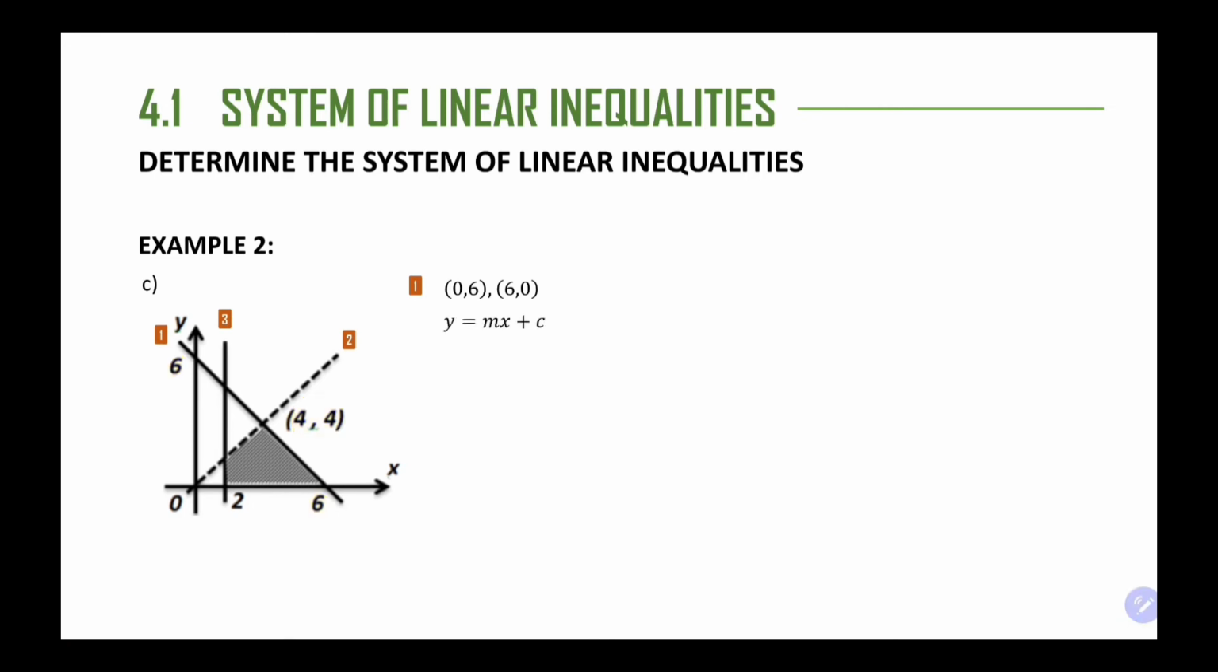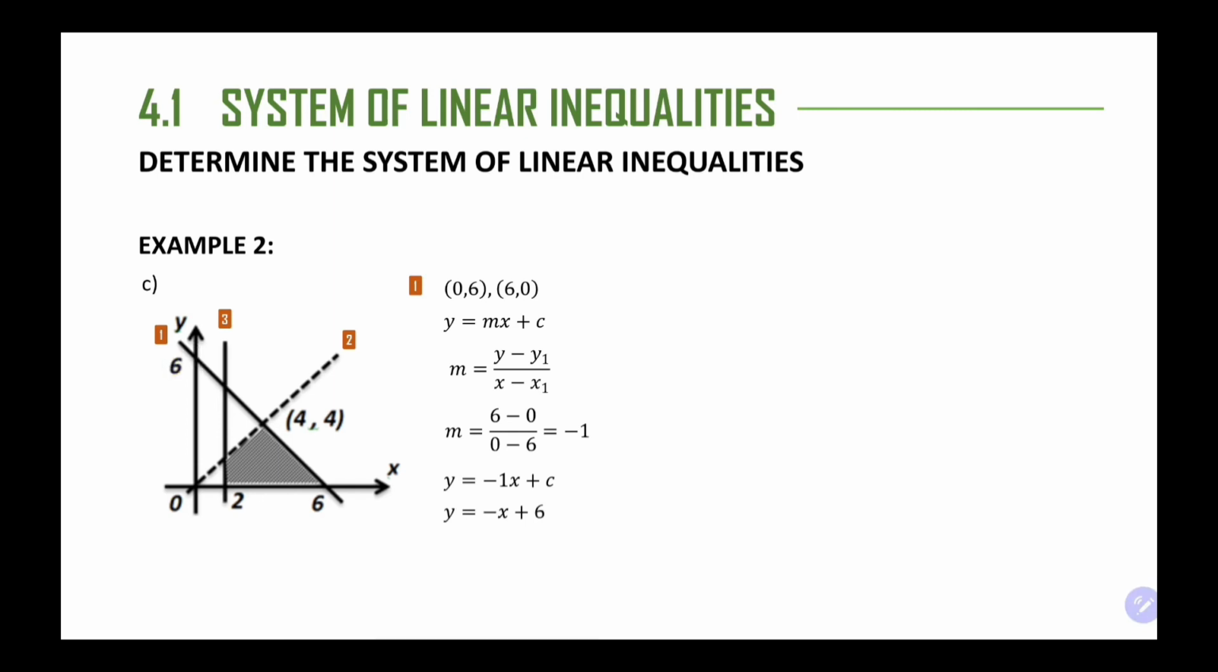y equals to mx plus c. To find m, gradient, we use formula y2 minus y1 divided by x2 minus x1. Then we put point into m. Then we solve, we get negative 1. We substitute back m into linear equation. So we get y equals to negative 1x plus c. C is value on the y-axis. So value on the y-axis is 6. We can conclude y equals to negative x plus 6.